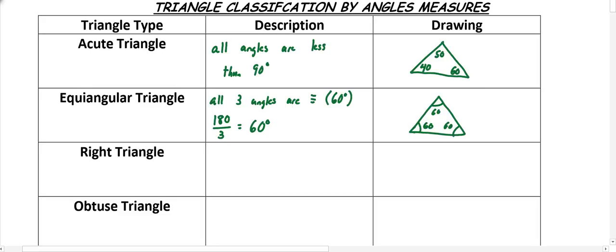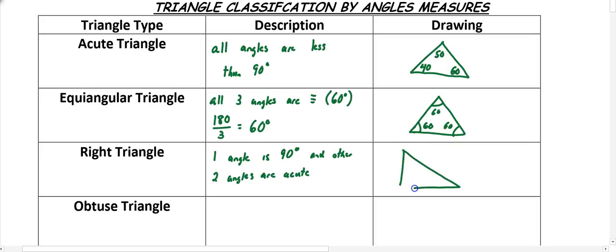In a right triangle, one angle is 90 degrees, and the other two angles are acute. This must happen because if one angle is already 90 degrees, I can't have another angle that's 90 degrees or bigger, otherwise it won't make a triangle because it can only add up to 180 degrees. So in a right triangle, we have one right angle, and then we could have something like 40 degrees and 50 degrees.